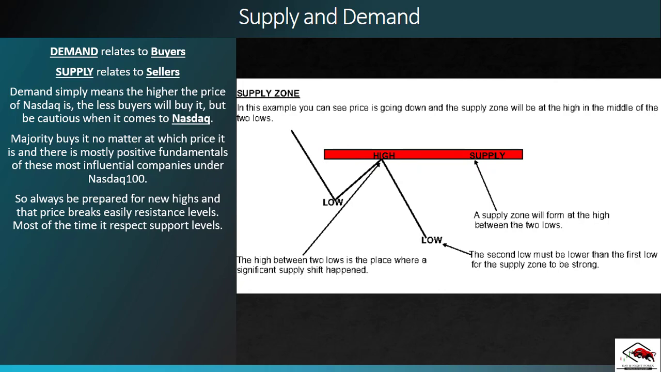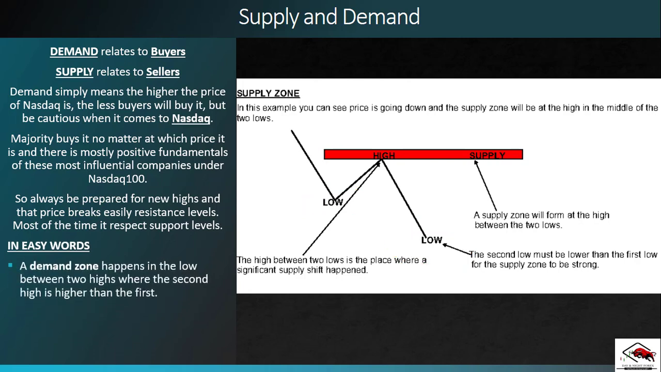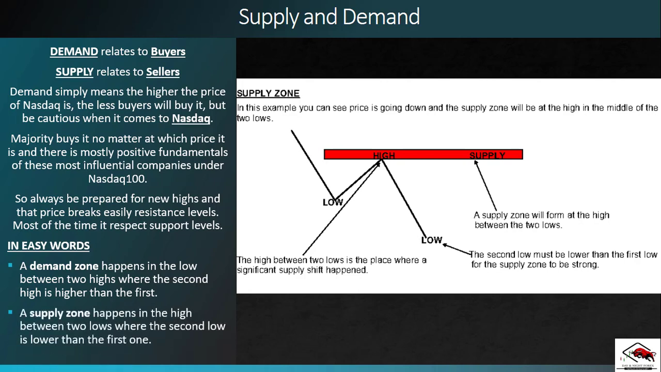about the demand zone. But here, speaking of the lows, the second low must be lower than the first low for the supply zone to be strong. So remember, the lower it is below the first low, the stronger the supply zone will be, meaning you can expect a much more aggressive move as well. So to simplify it, a demand zone happens in the low between two highs where the second high is higher than the first high. And the supply zone happens in the high between two lows where the second low is lower than the first one.